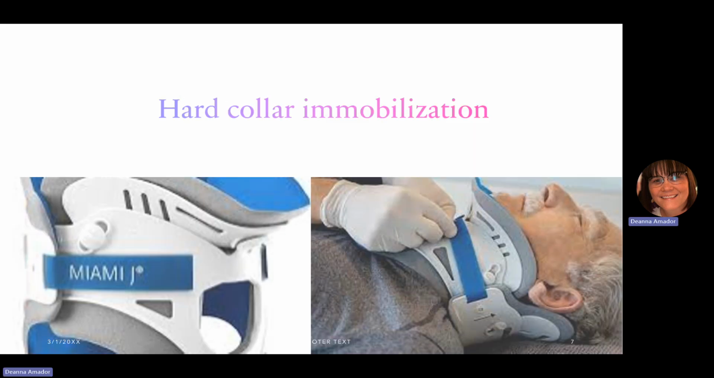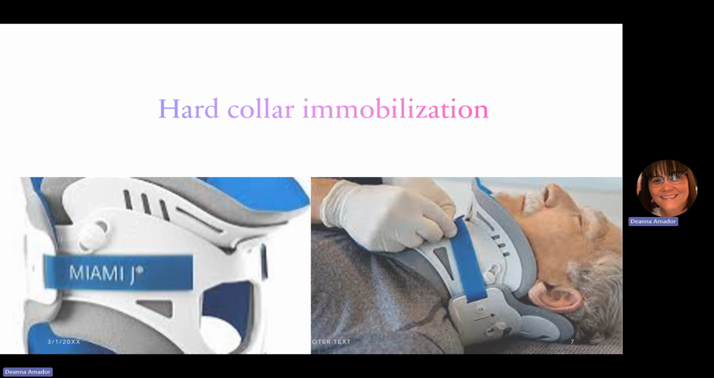This right here shows a hard collar immobilization or a Miami device. So if somebody comes in with a suspected or potential C-spine injury, then right away they're putting them into a Miami brace until we can get that ruled out. Or maybe they do have C-spine injuries, so they'll just stay in that device, which you can see would not be that comfortable.